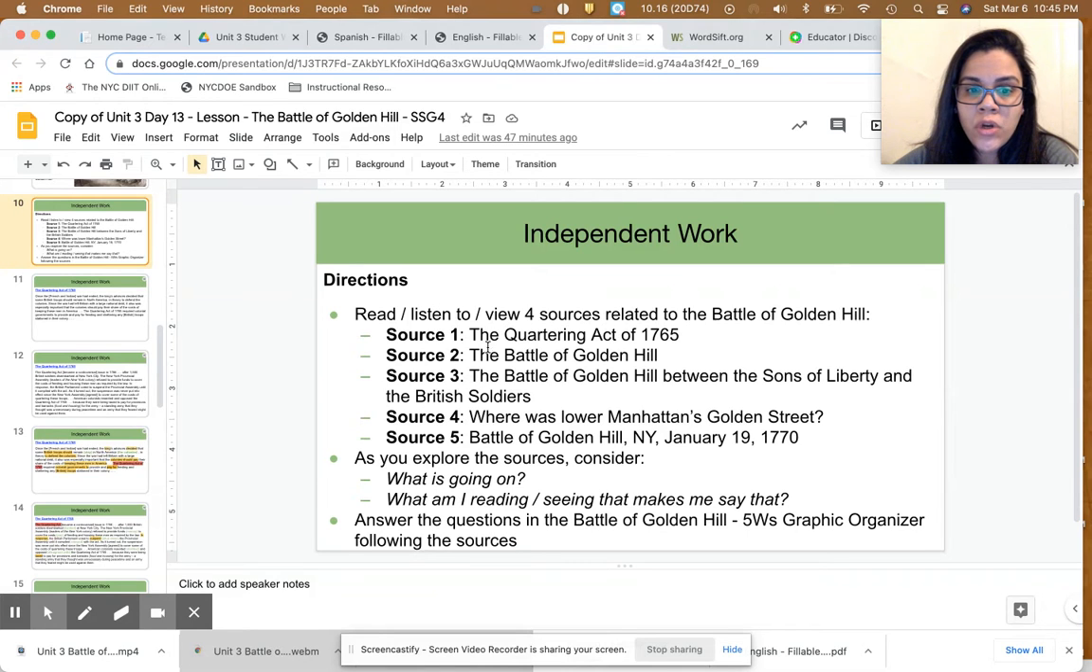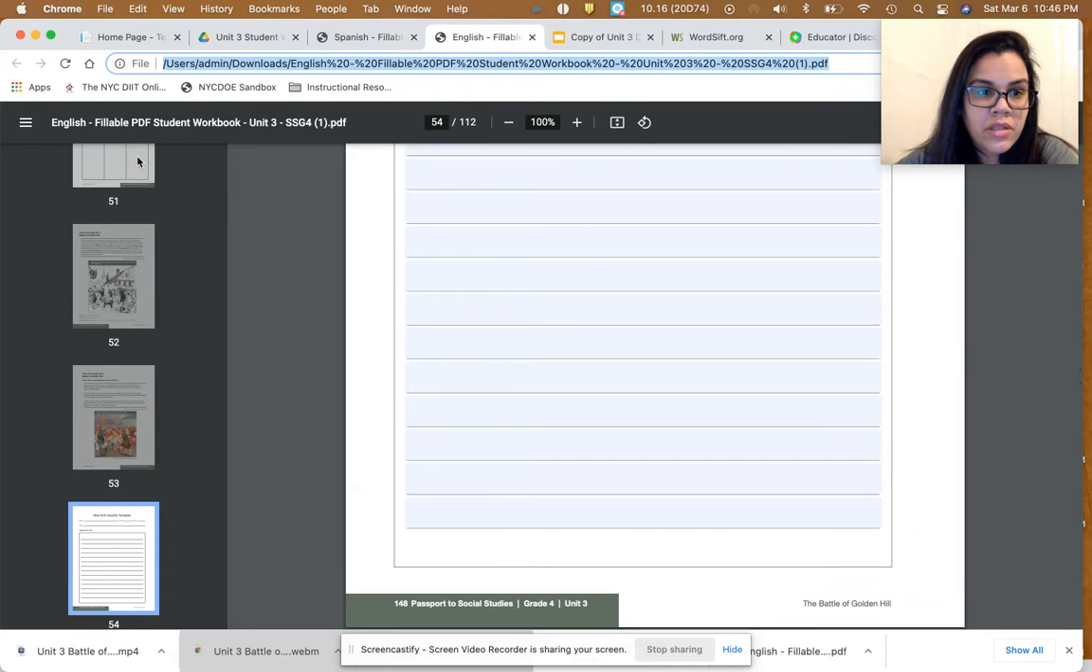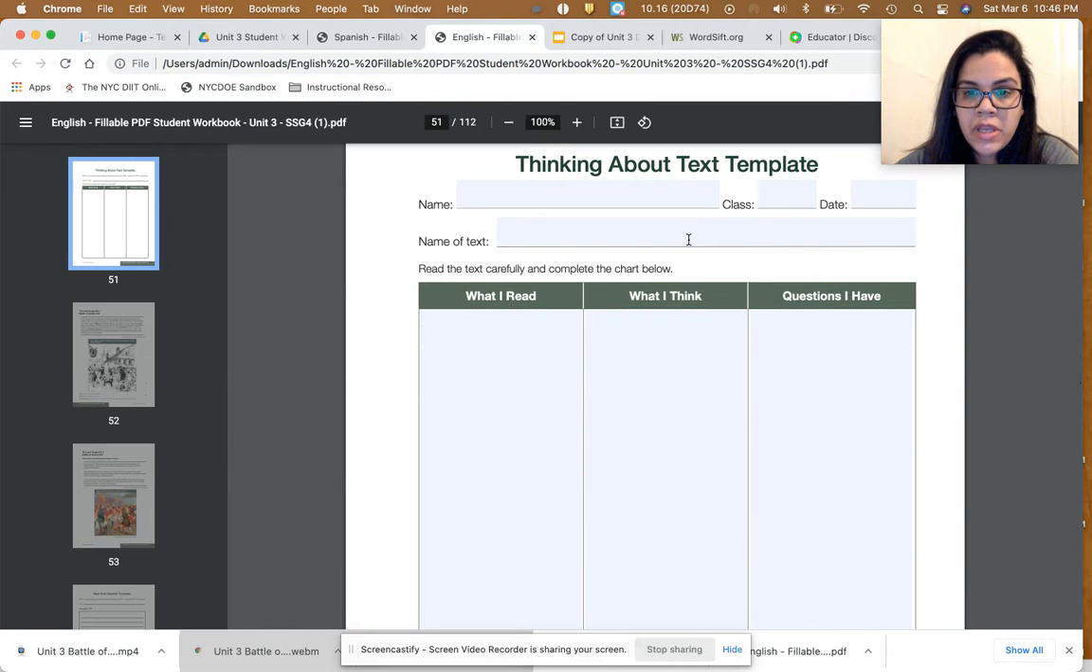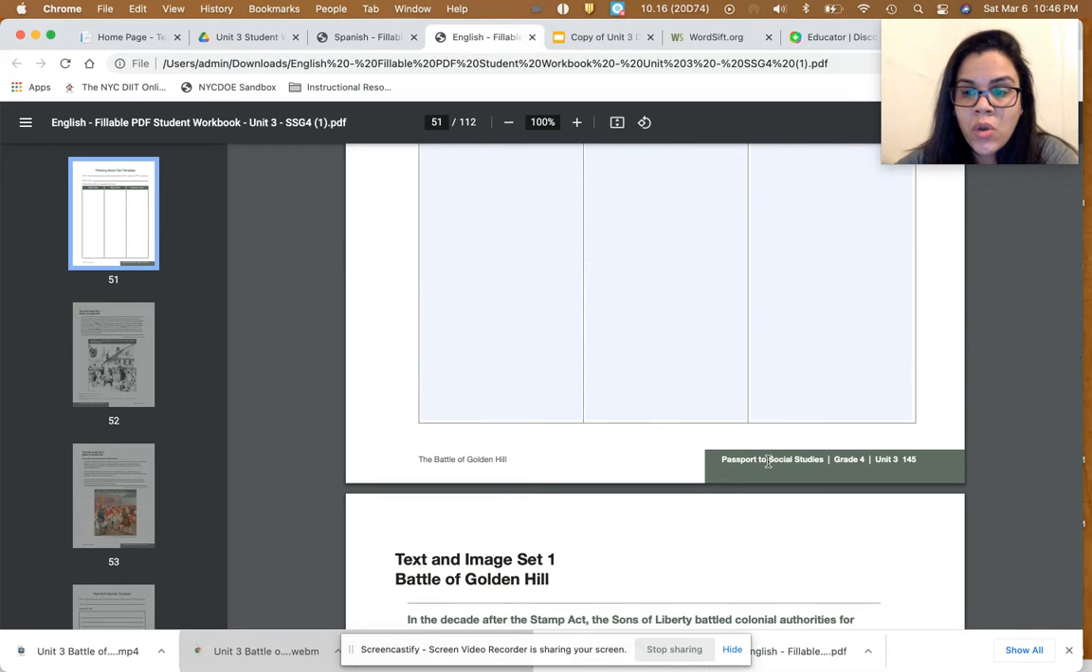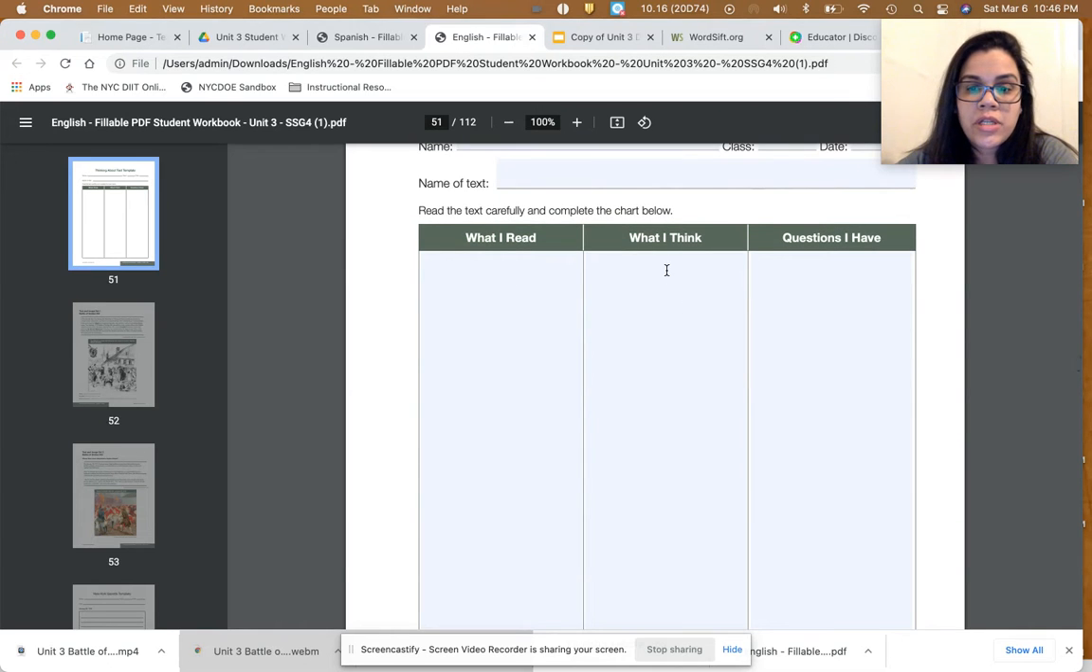So for independent work, students will be analyzing the written sources. Students already analyze the images during the introductory portion of the lesson the day before. Students can use this tool, the Thinking About Text Template, on page 145 of the Passport to Social Studies workbook: what I read, what I think, and questions I have, to help them organize their notes and their understandings of what they read.